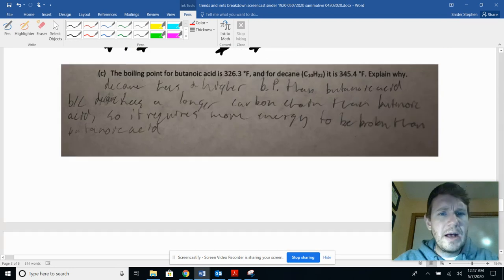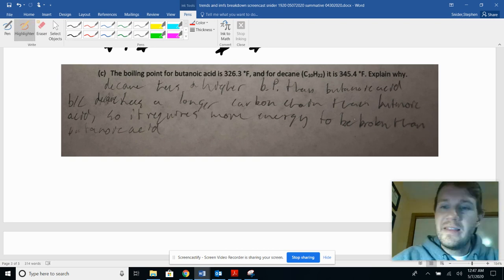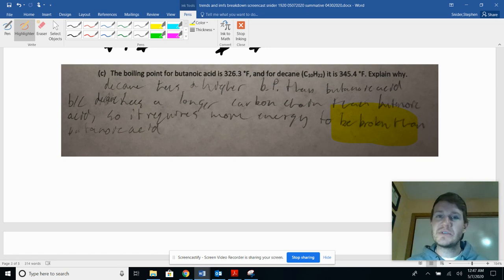Let's move on. Decane has a higher boiling point, okay, than butanoic acid, because decane has a longer carbon chain than butanoic acid, so it requires more energy to break the butanoic acid. Again, this concept of breaking, we're not breaking the carbon chain, okay? Now, yeah, it's a really large molecule, but what does that mean in terms of intermolecular attractive forces?